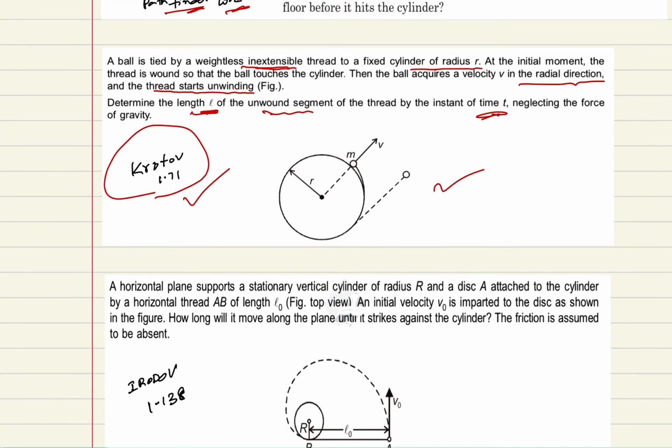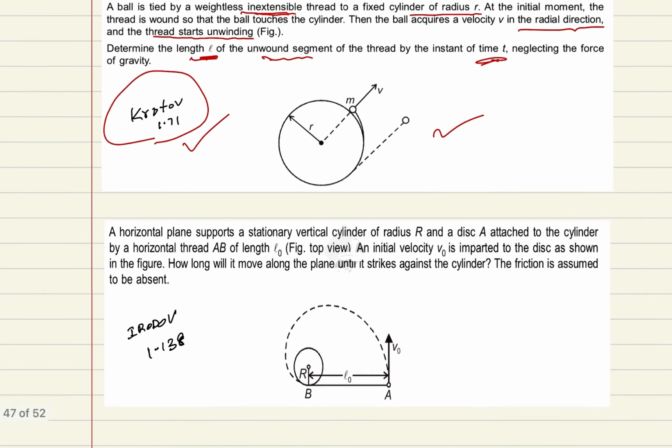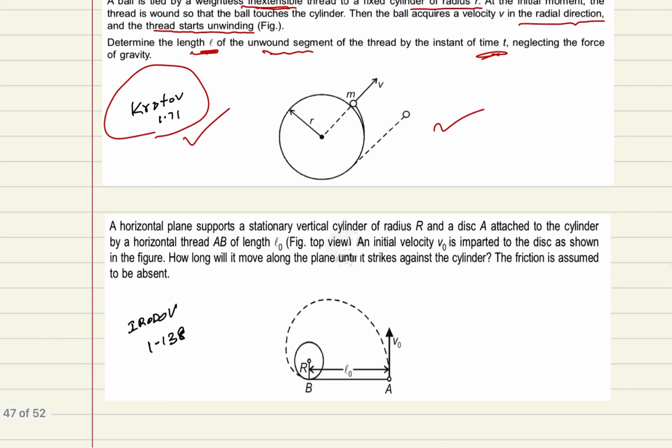Fourth question, this question is also a Krotov question. You can first try by yourself before seeing my solution. I have already written the solution; I will show that one. Okay, fourth one, you can see a horizontal.